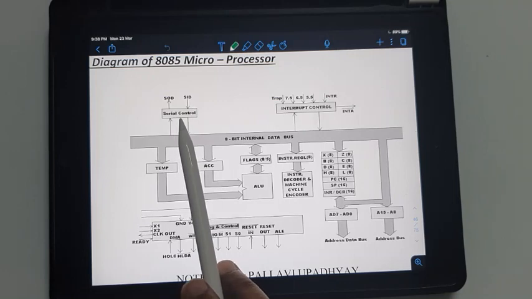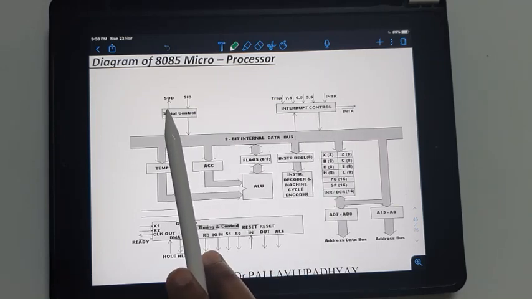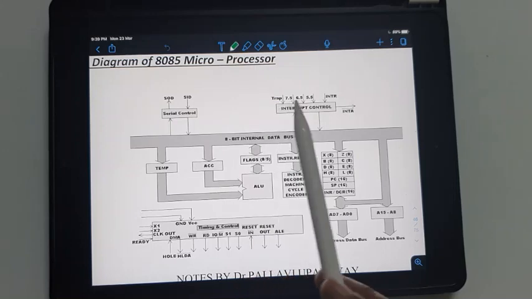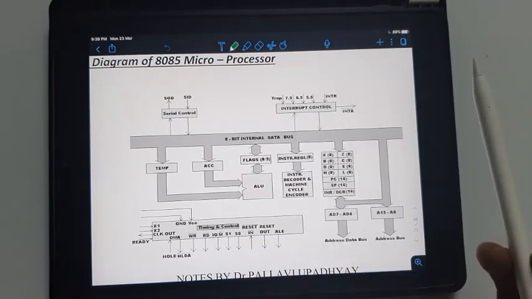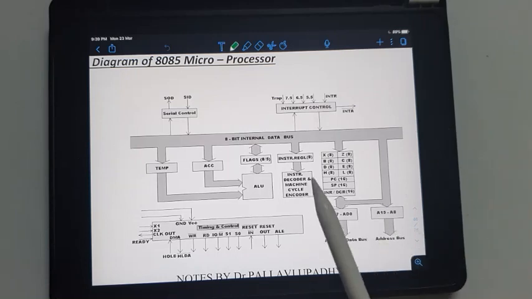In the above part are the serial control and the interrupt control. The serial control has two pins, the SID and SOD, and the interrupt control has the interrupt pins: TRAP through INTR, and the interrupt acknowledgement pin.